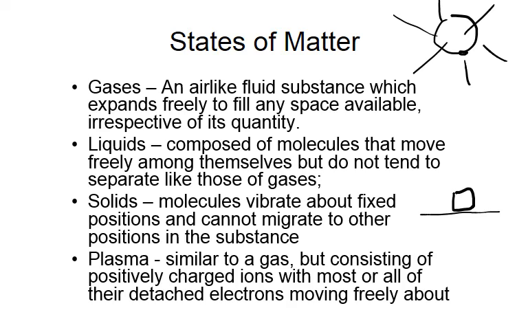And then plasma is at very high temperatures, consisting of ions that have electrons whizzing around. And the one that's not listed here is Bose-Einstein condensate, which is a state of matter at very, very cold temperatures, and it's a quantum state.